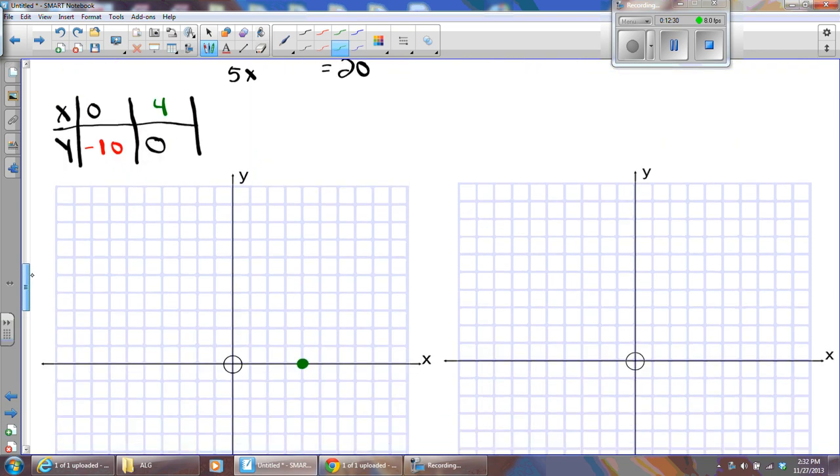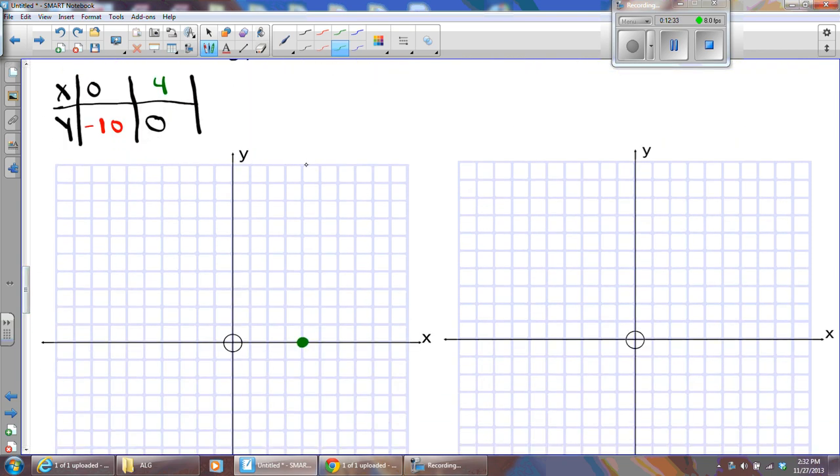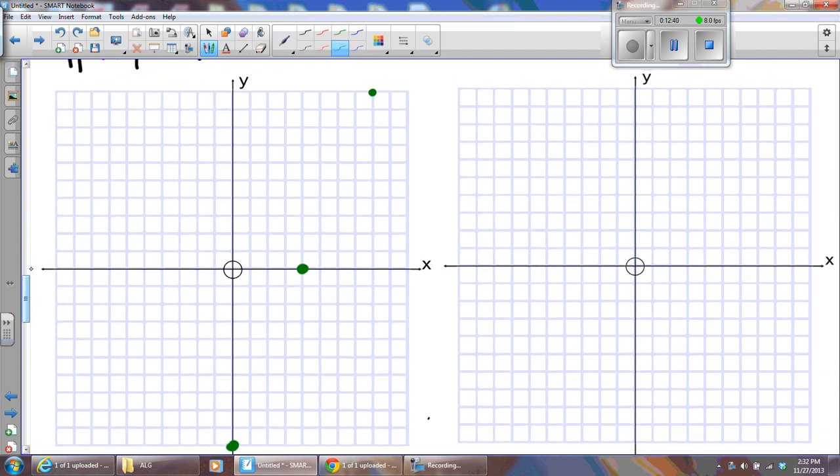Okay, now if I want to rise 10 and run 4, rise 10, 1, 2, 3, 4. There we go, that looks good. I should be able to draw a pretty accurate line given the 3 points. And again, I haven't used the slope, but on the next one I think I will.